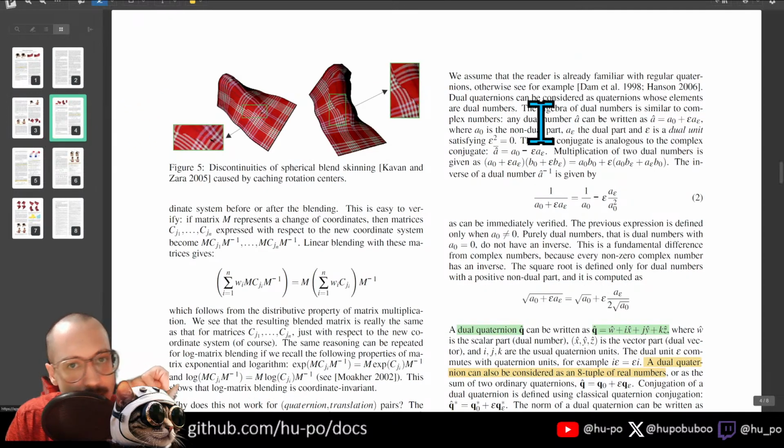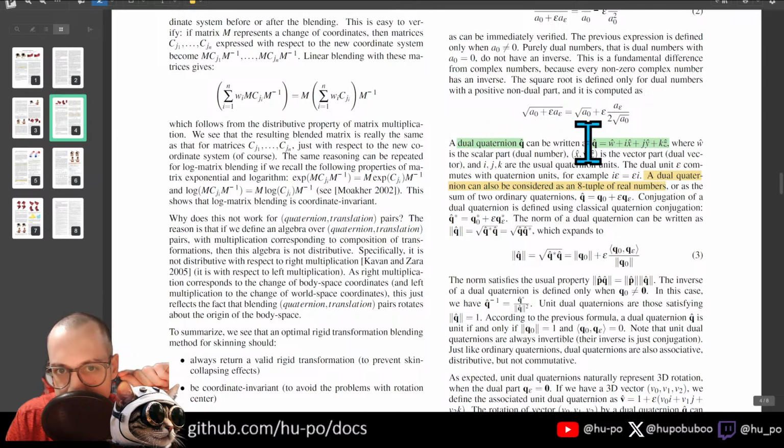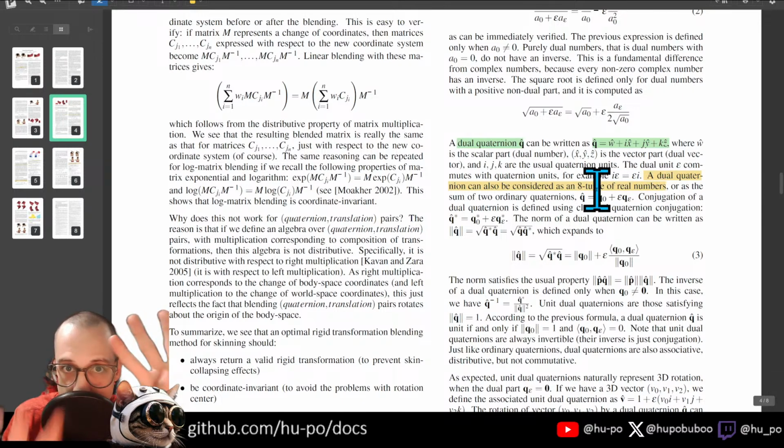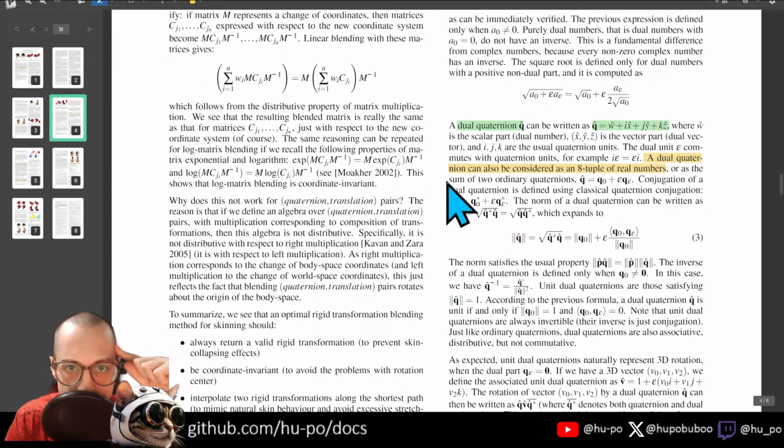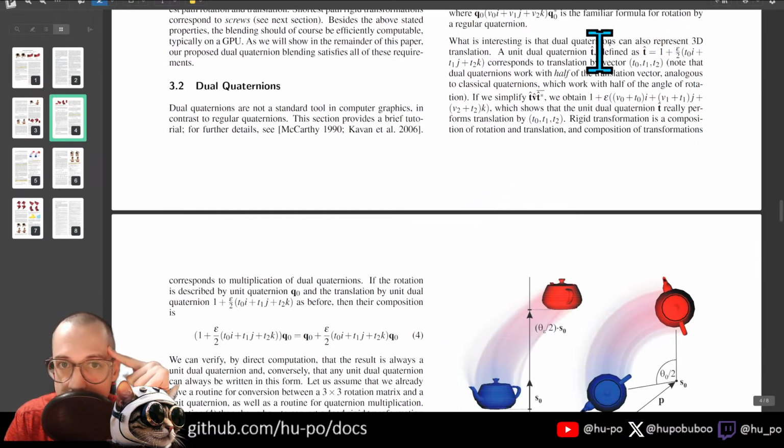Okay. So a dual quaternion, here is a standard quaternion. A quaternion is 4 numbers that represent a rotation. You have I, J, K, and then this W here. A dual quaternion can also be considered as an 8-tuple of real numbers. So it's 2 quaternions, and 2 quaternions are 4 numbers each. So 2 of them means there's 8 numbers total. All right, that seems fine.